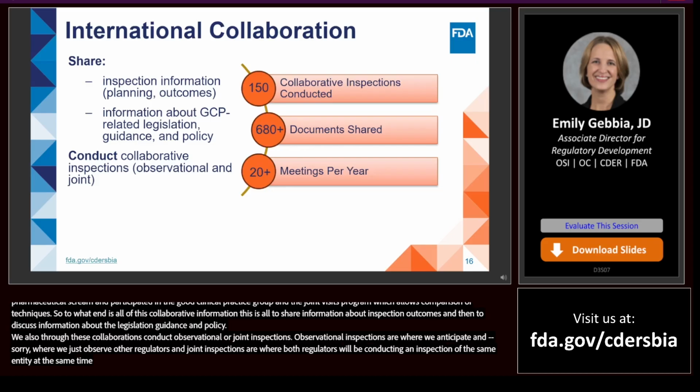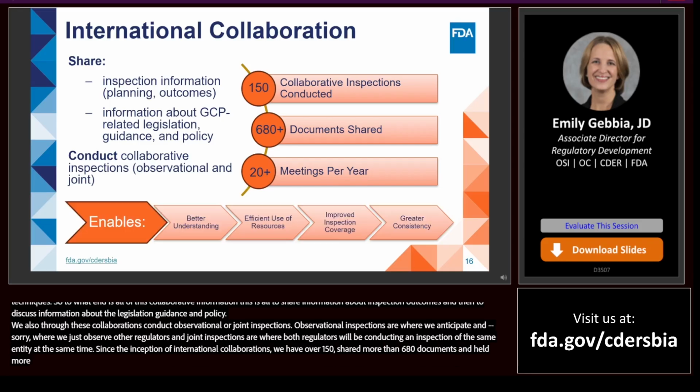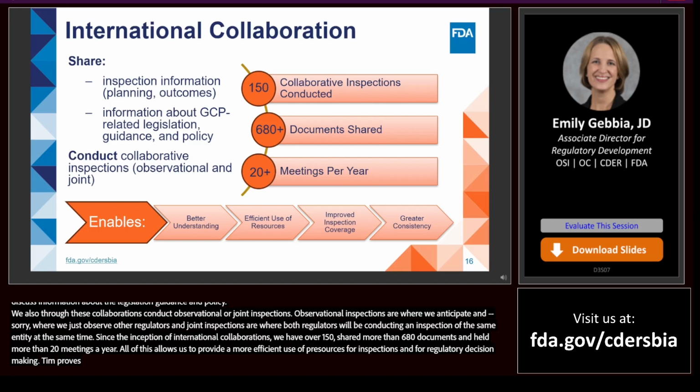Since the inception of our international collaborations, we've conducted over 150 observational or joint inspections, shared more than 680 documents, and held more than 20 meetings a year. All of this allows us to gain a better understanding of each other's processes and procedures. It really provides a more efficient use of resources for inspections and for regulatory decision making. It improves our inspection coverage, avoids duplication, and hopefully leads to a greater consistency in global regulatory approaches.